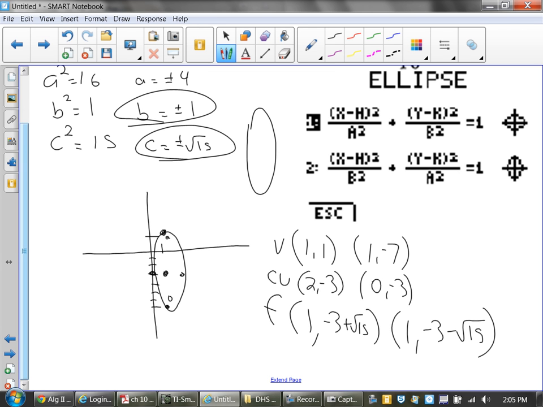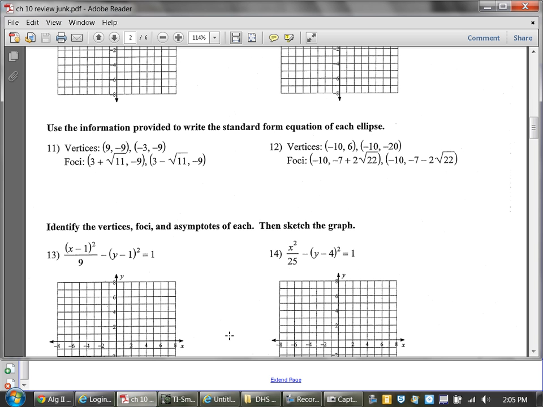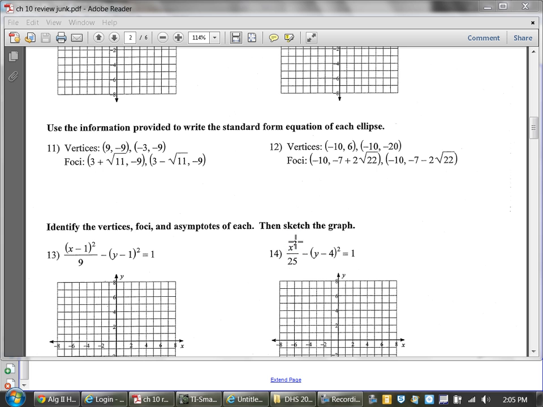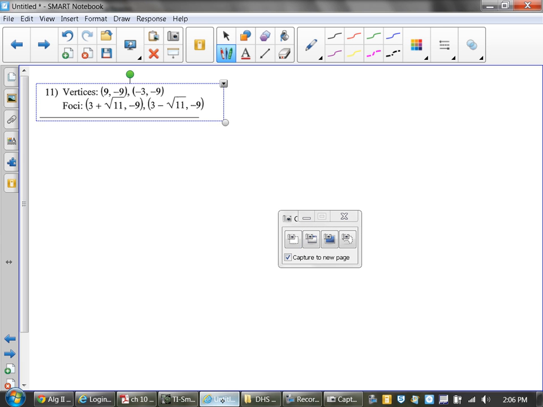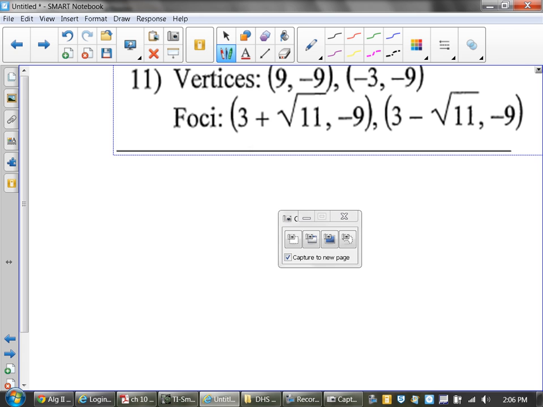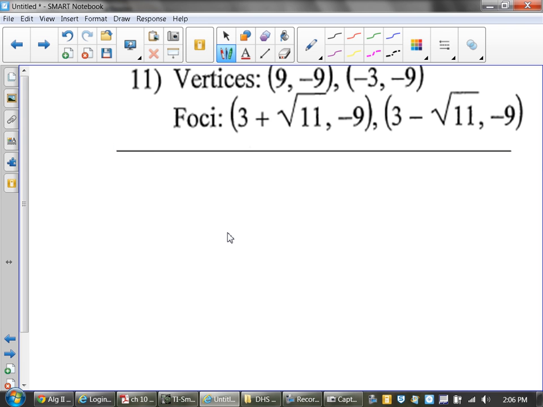There's your ellipse. So let's write the equation of 11. Use the information to write the standard form of the equation of an ellipse. Let's look at 11. Whenever we had to write the equation out in the standard form of an ellipse, the very first thing that we did is that we plotted where the vertices were, or the co-vertices, or the focus, it doesn't matter which, to give us a visual representation of the direction that it's going, so we know which equation to use.